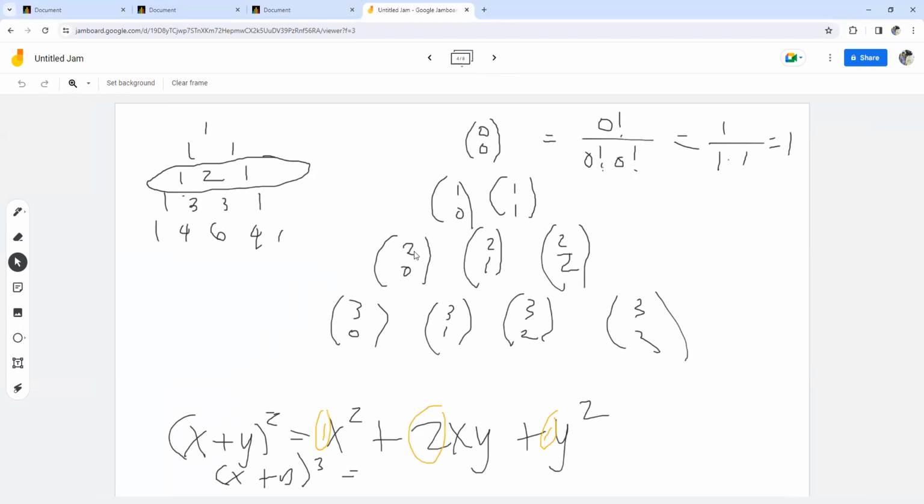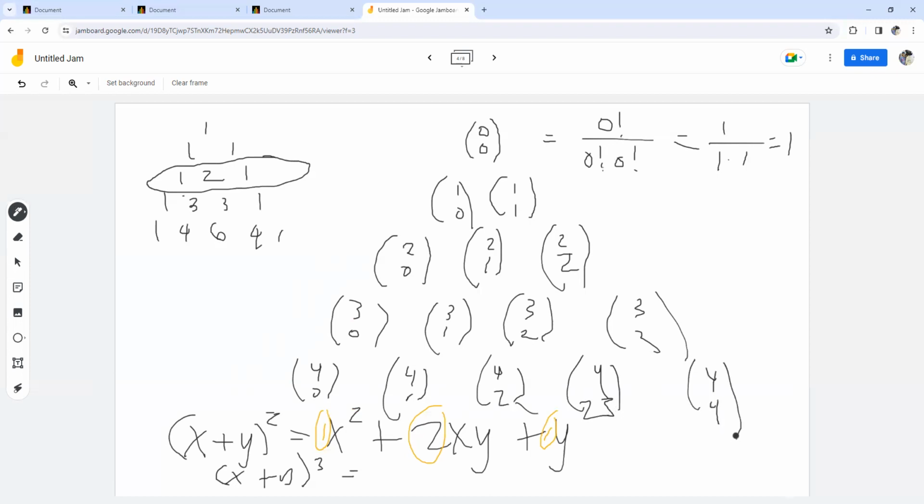And 1, 2, 1 are the answers to the combination problems (2, 0), (2, 1), (2, 2), and 1, 3, 3, 1 are the answers to the combination problems (3, 0), (3, 1), (3, 2), (3, 3). And can you see the pattern as well for the combination problems? So expect that here we have (4, 0), (4, 1), (4, 2), (4, 3), (4, 4).